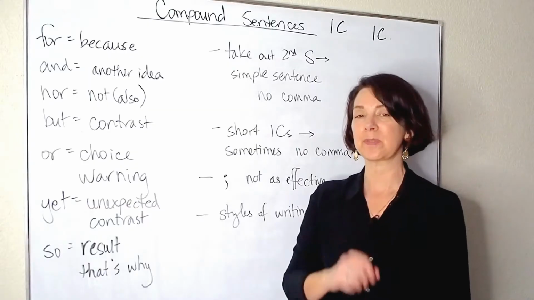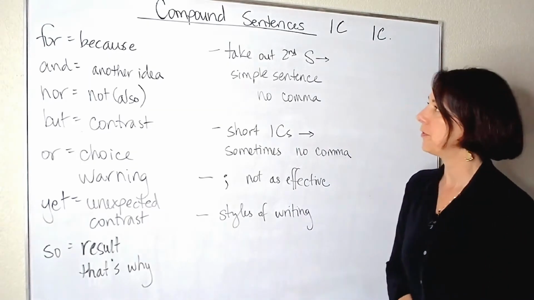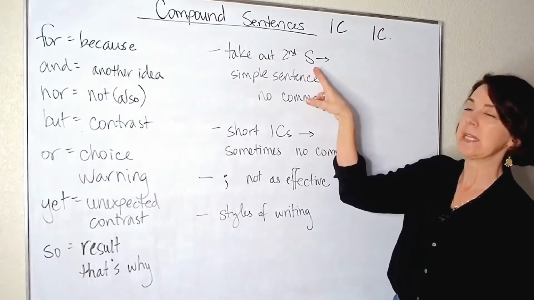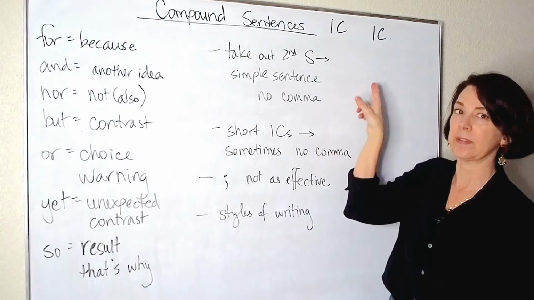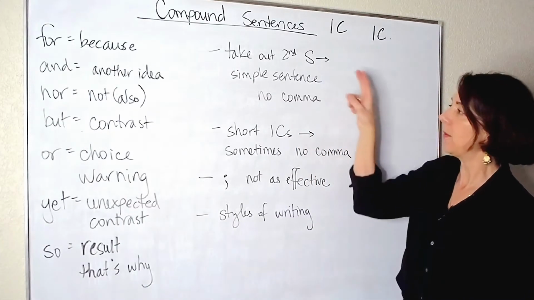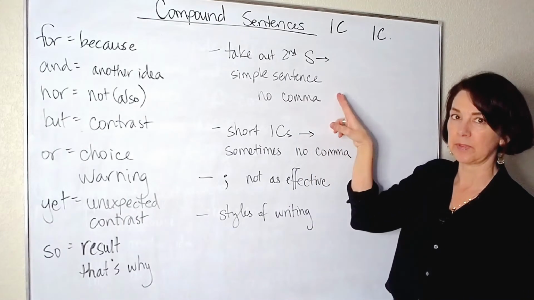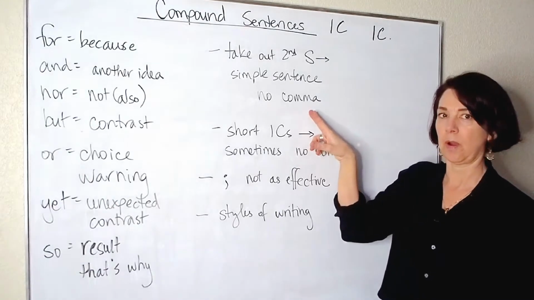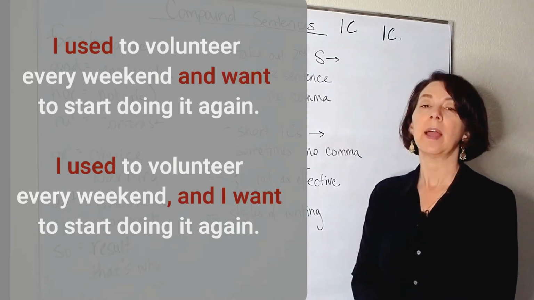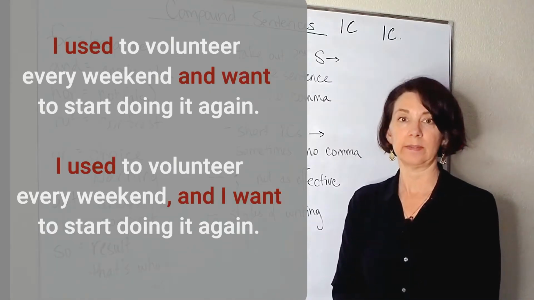There are a few other small rules that you want to know. First, when you have two clauses, you can actually take the subject out of the second clause if the subject is the same person. And when that happens, it becomes a simple sentence and we use no comma. Let me show you an example. I used to volunteer every weekend and want to start doing it again.